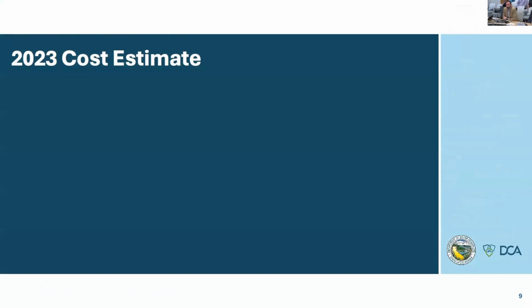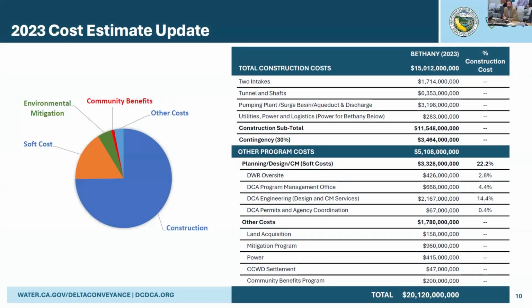So transitioning now into the updated cost estimate, I'll start with the number and then pull backwards into the details. The total estimate is at the bottom of the sheet. The update is $20.12 billion in 2023 dollars. Looking at the left-hand side, you can see how this breaks out into the various major components of the estimate. About 3/4 of it is associated with the direct construction costs. That includes a 30% contingency associated with those elements of the project. Then we've got the other program costs, which include the labor aspects, land acquisition, mitigation, power, settlement agreements, and community benefits that consume the other 25% of the total estimate.